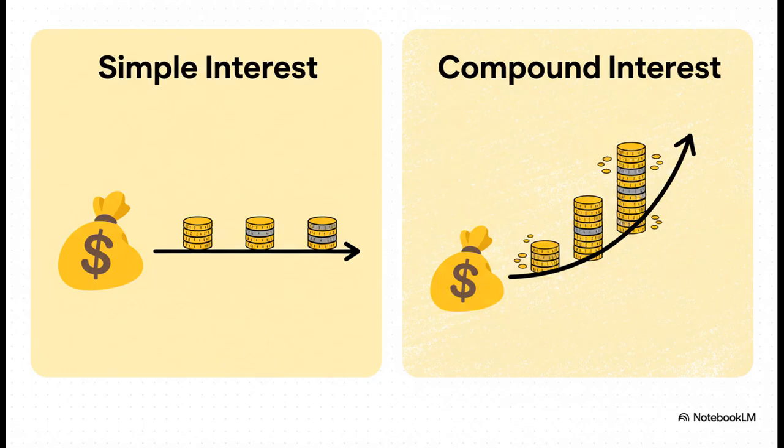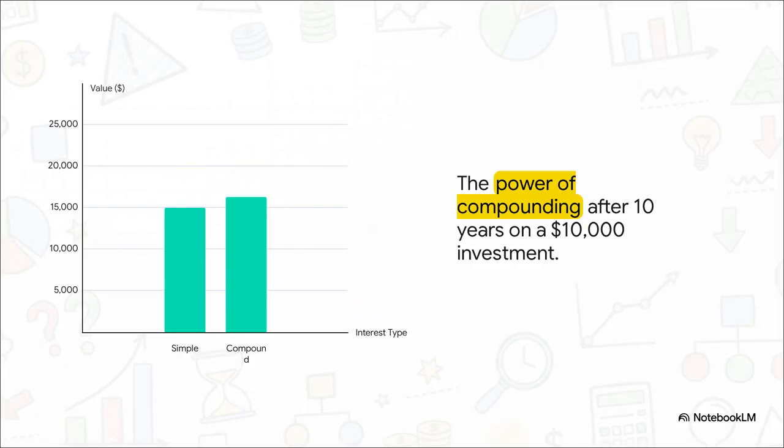But compound interest? Whoa, that's where the magic happens. Your interest starts earning its own interest. It's like a snowball rolling downhill, getting bigger and bigger all on its own. And check this out. Here's what that snowball effect looks like with real numbers. Same $10,000, same interest rate, same 10 years. Look at that difference.